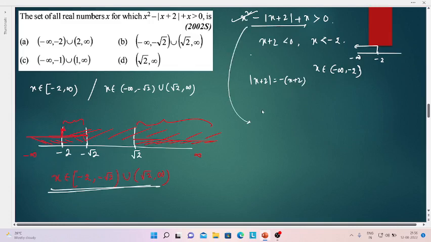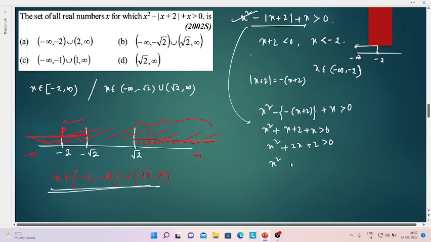So this equation will be x squared minus of minus x plus 2, plus x, which is greater than 0. So it will be x squared plus x plus 2 plus x, greater than 0. So it will be x squared plus 2x plus 2, greater than 0. Applying this, it will be x squared plus 2x plus 1. Let me break this 2 as 1 plus 1.